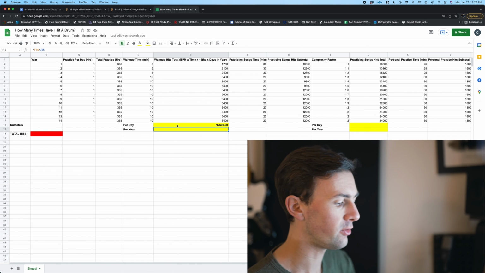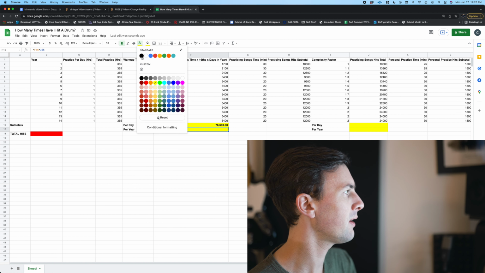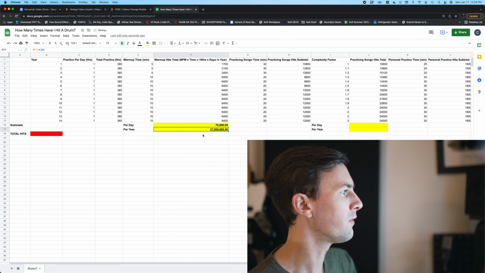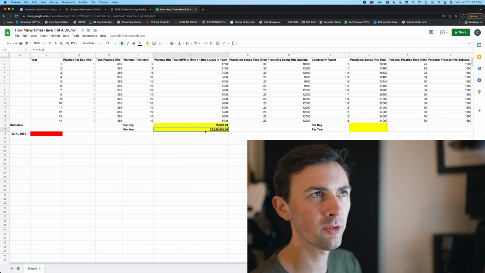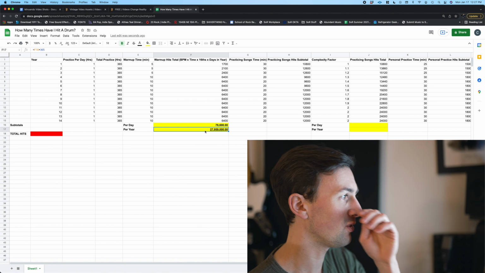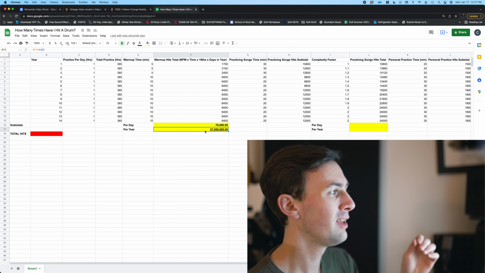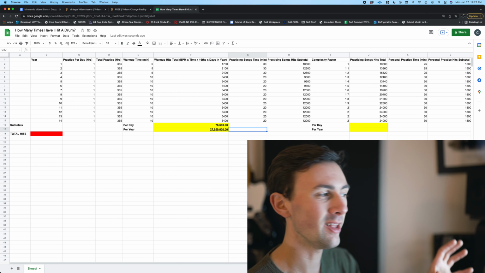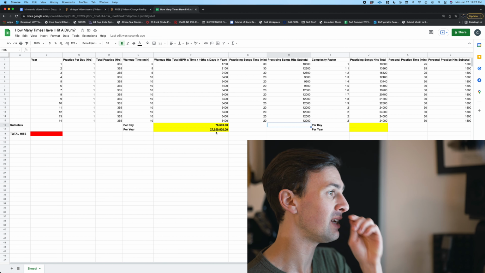And then I add in 365 days a year. This is just multiplied by 365. And we've got almost 28 million hits just in warm-ups over the course of 14 years. If any of these calculations are wrong, like the major error I made earlier that I had to reshoot this for, and you catch any other major errors, please let me know. I won't be offended, but just be gentle. So anyways, almost 28 million hits just in warm-ups alone.